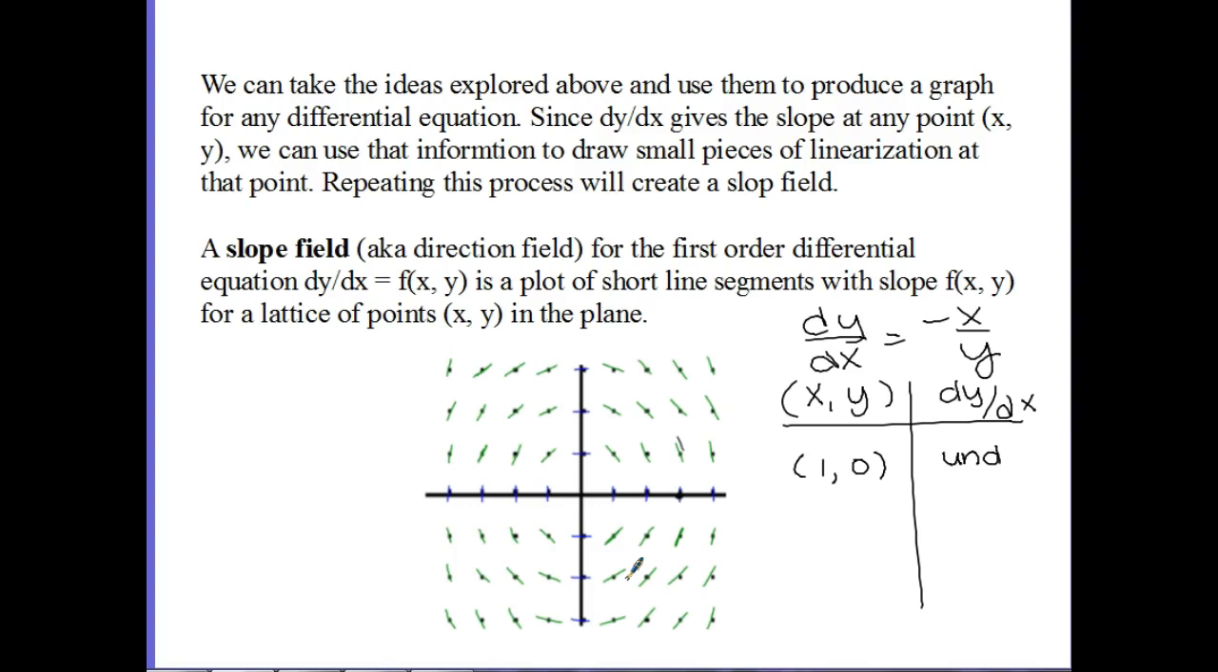So an undefined slope becomes a vertical tangent of the expression and will be a line straight up and down. Okay, let's pick (2, 2). That's negative 2 divided by 2. So you go to (2, 2), and if you look here, doesn't it look like it's going down negative 1?